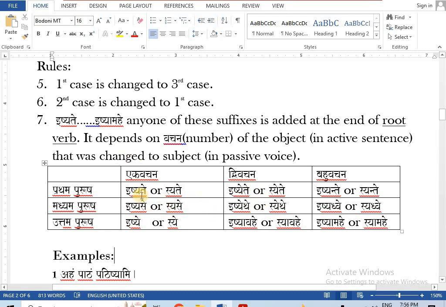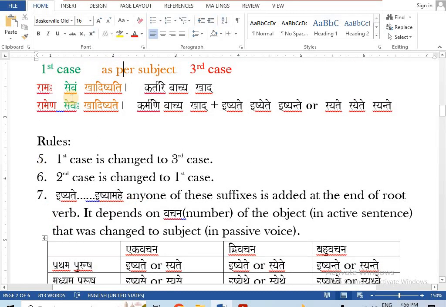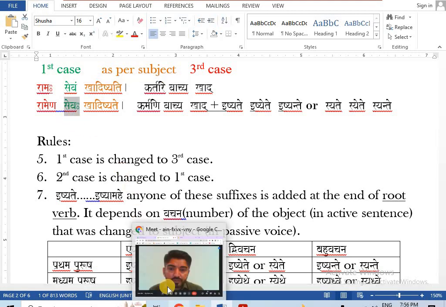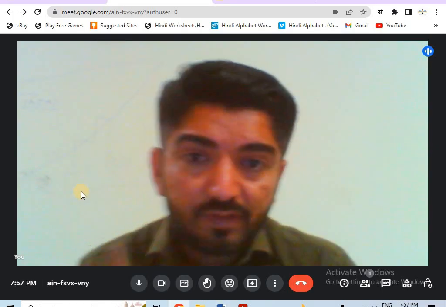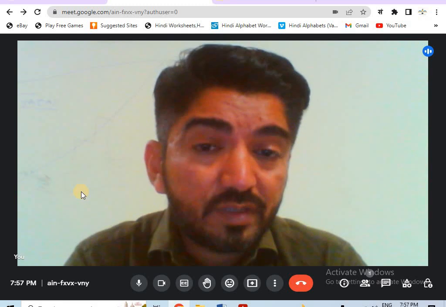Now here we had an example that we saw, Ramena Sevaha, where we converted Rama first to third, second to first, but here I added ishyate. Why? Because you need to check the same way as you saw in the previous video, in the previous present tense active passive. What is the Purush and Vachan of Sevaha? This is my question. Seva, no? That you converted second to first case.